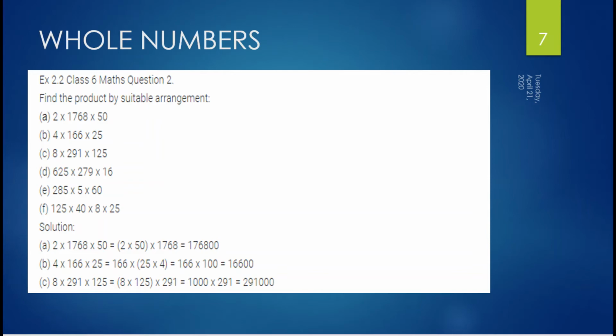1,76,800. So according to that, we have multiplied 2 and 50 first in a group so that we get round-off values, that is 2 zeros, means 100, and that is multiplied with the third value. B part is having 4 into 166 into 25. We know that 25 and 4, if I multiply, it will become 100, means 4 fives are 20, last digit will be 0. 166 multiplied by 100 will be 16,600.